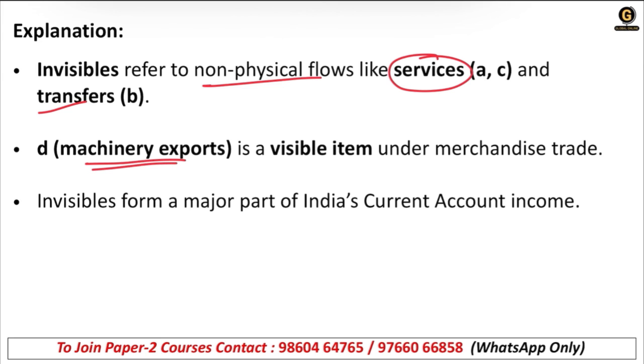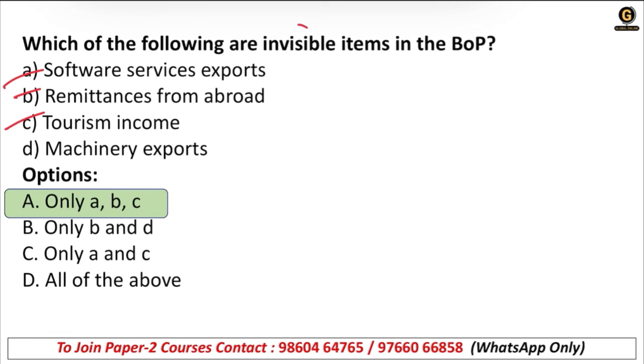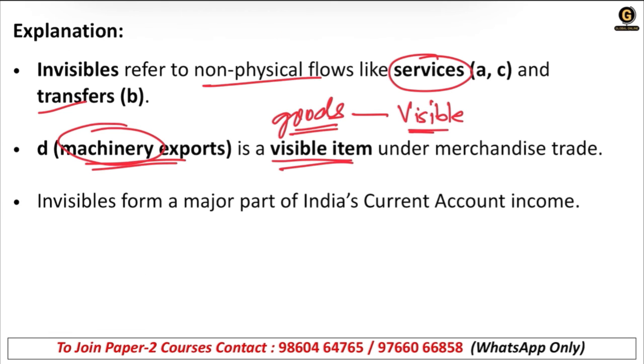D, the machinery exports, is a visible item. Obviously, it is a good, right? It is a kind of goods, and goods are visible, right? And the question is about invisible. Correct. That is why machinery exports are not considered in that. Correct. Invisibles form a major part of India's current account income, not the capital account.